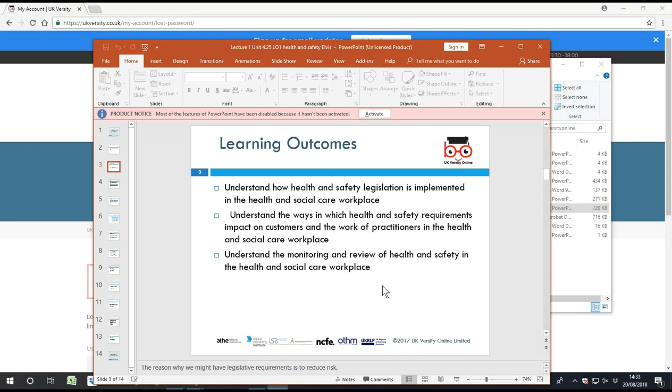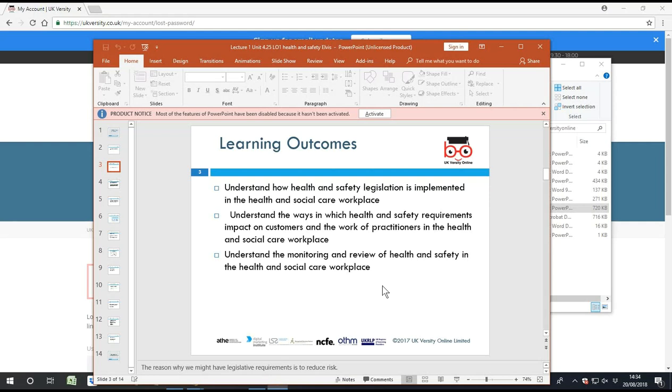Now, without following health and safety rules, we wouldn't be able to operate effectively as health and social care personnel. It could be a GP, a surgeon, a nurse. It could be a carer. We are all required to understand the concept of health and safety in the workplace. So the first learning outcome is to help us to understand health and safety legislation.